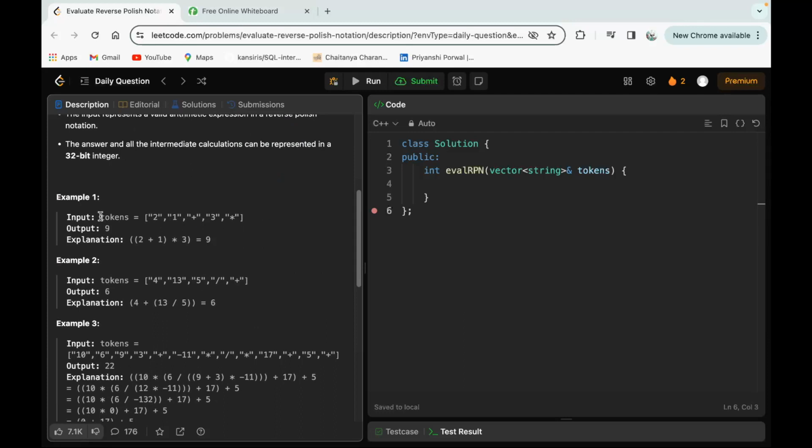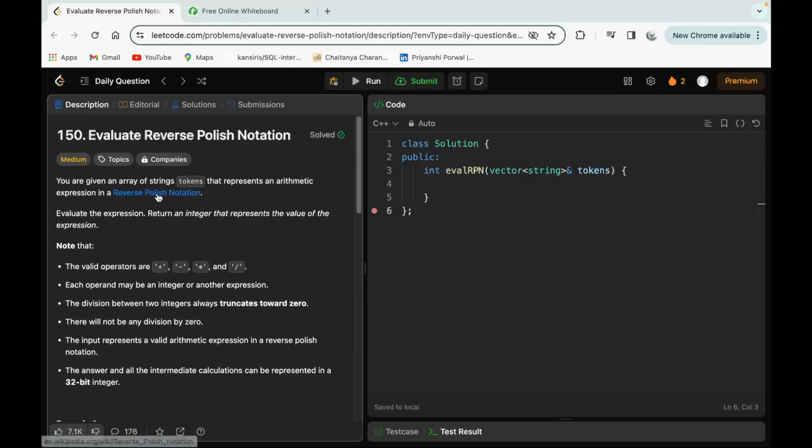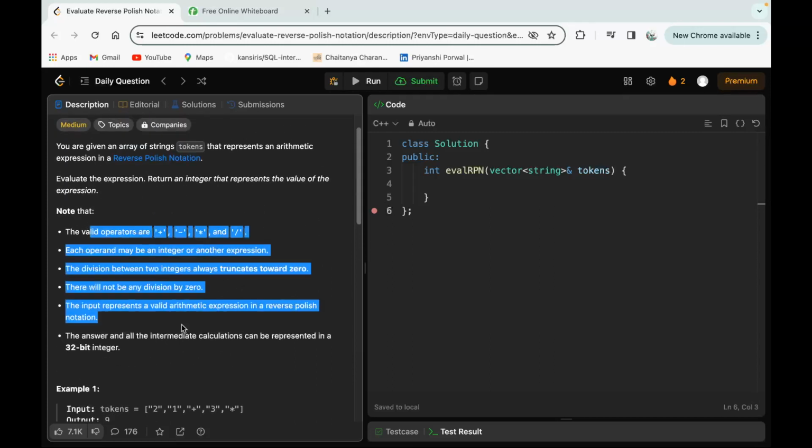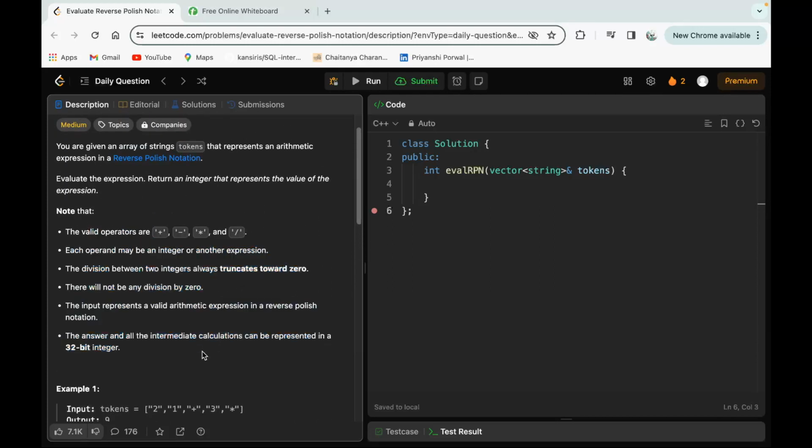So here we can see we're given an array of strings, right? These are the strings, and this is the array of these strings, and these represent an arithmetic operation. Now what is reverse Polish notation? You can click on this link and get to know. It is nothing but an arithmetic expression in which the operators are just after the operands. So it's like a postfix kind of expression. So we are given these tokens and we have to evaluate what value we will get out of these arithmetic expressions.